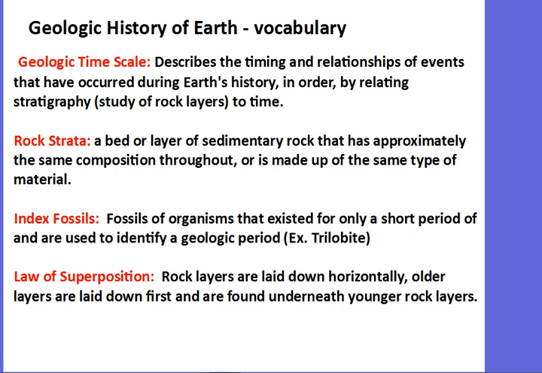Index fossils are fossils of particular organisms that existed for only a short period of time in Earth's history, and they're used by scientists to identify a geologic period. For example, trilobites are an index fossil. Whenever scientists find trilobites in a layer of rock, they know exactly the age of that rock. That's been determined, that trilobites only lived for a specific period of time. Index fossils are important for scientists to help them match up layers when they're looking at layers of rock from widely scattered areas across the world.